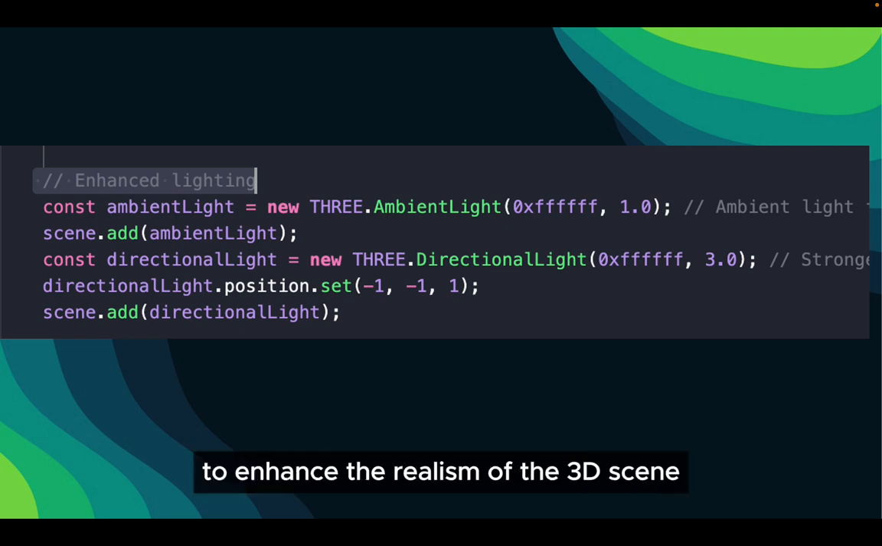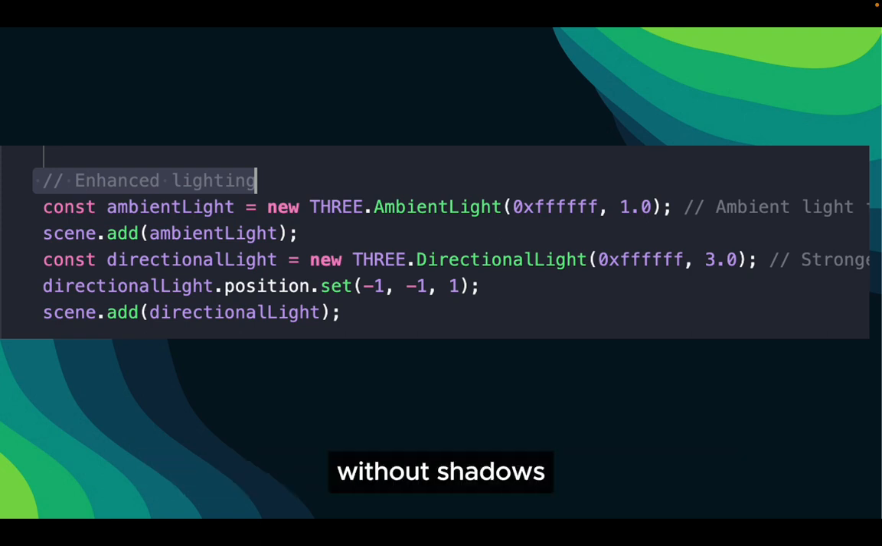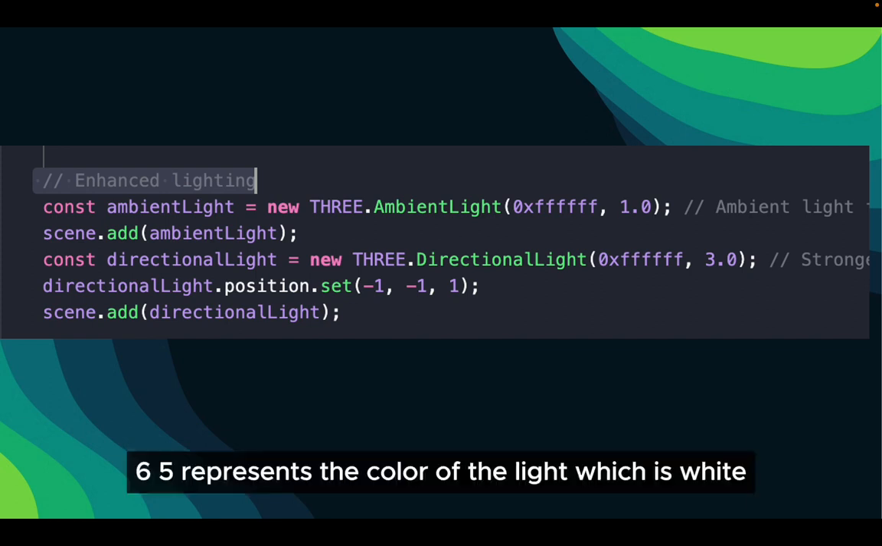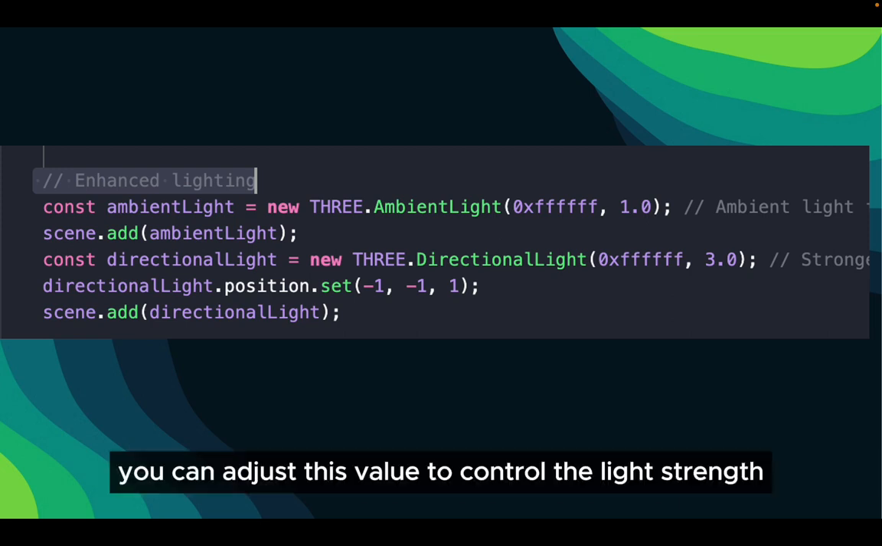Lighting is important to enhance the realism of the 3D scene and highlight the details of objects. Ambient light illuminates the entire scene evenly, without shadows, providing the same amount of light to all objects. 0xffffff represents the color of the light, which is white. 1.0 represents the intensity of the light. You can adjust this value to control the light's strength.